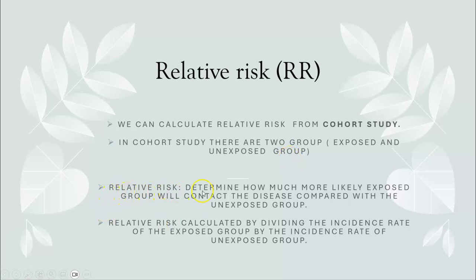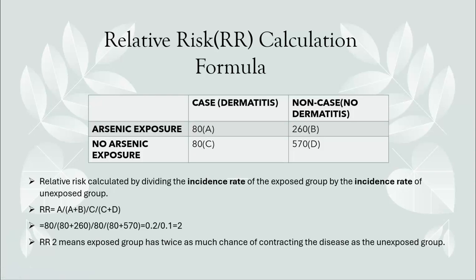Relative risk determines how much more likely the exposed group is to contract the disease compared with the unexposed group. We can calculate relative risk by dividing the incidence rate of the exposed group by the incidence rate of the unexposed group. This also requires a 2 by 2 table, which is helpful if we want to calculate relative risk.